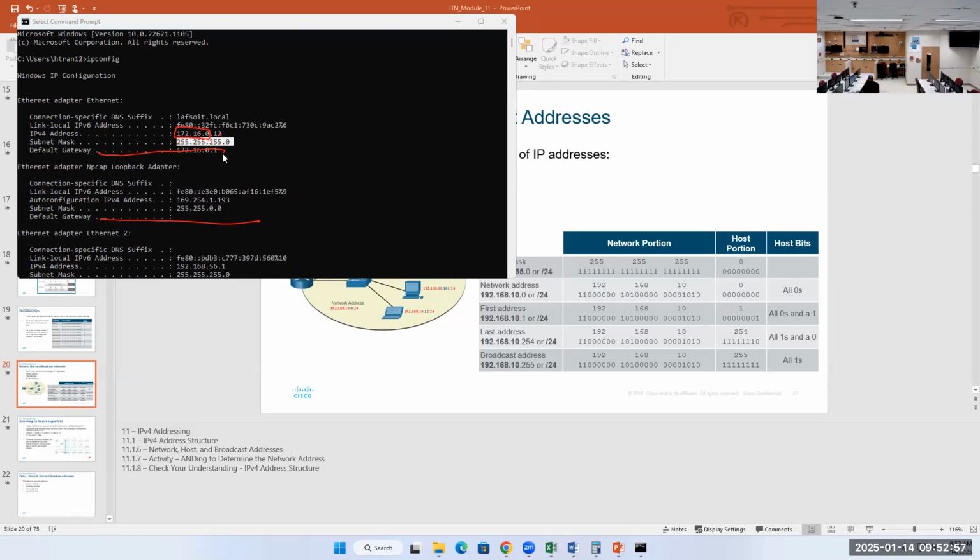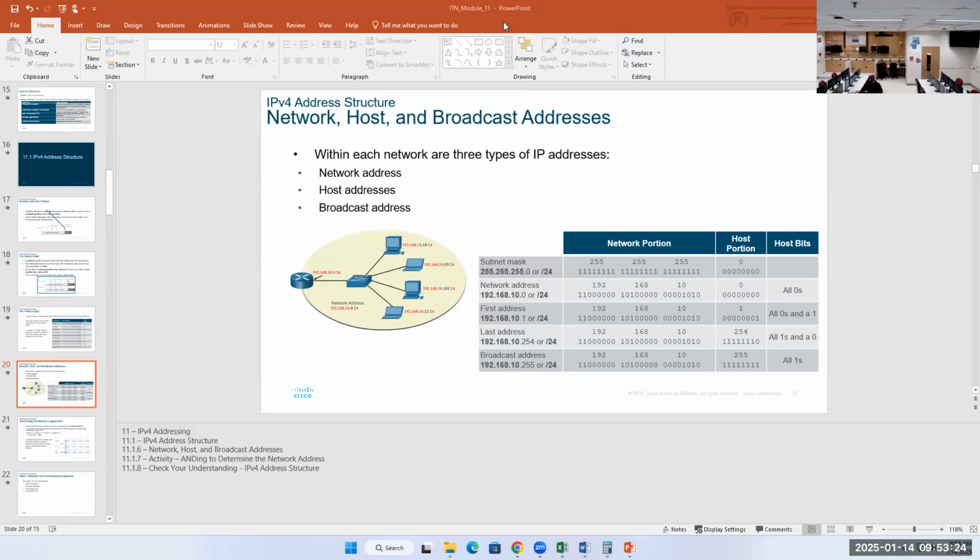So the network portion is the one that tells you what network it is. Every one of you here has the same network portion. So that is the one that identifies the network, me and you. Okay. So that's the thing. That is the reason why you need the network address here. So for the network address, remember, it's the one with all 0s in the host portion.